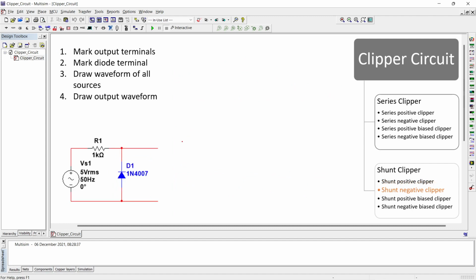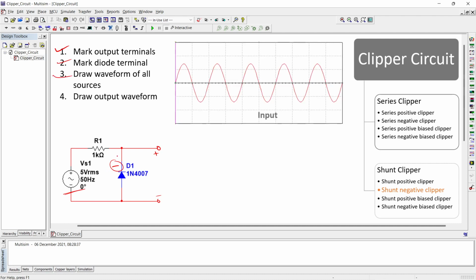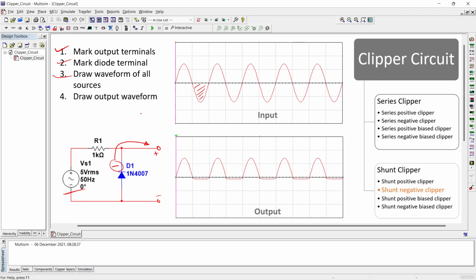This is the circuit. Step number 1 is to mark out points. Step number 2 is mark out the diode terminal. So it is the negative terminal. We have only one source. So let's plot the waveform. So in next step, we need to look for this negative terminal is facing the positive terminal of output. That means we need to clip off this negative signal. So the output will look like this.